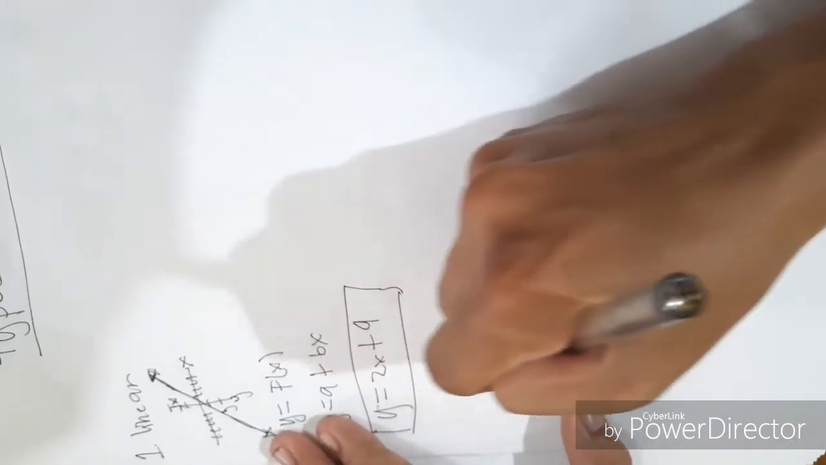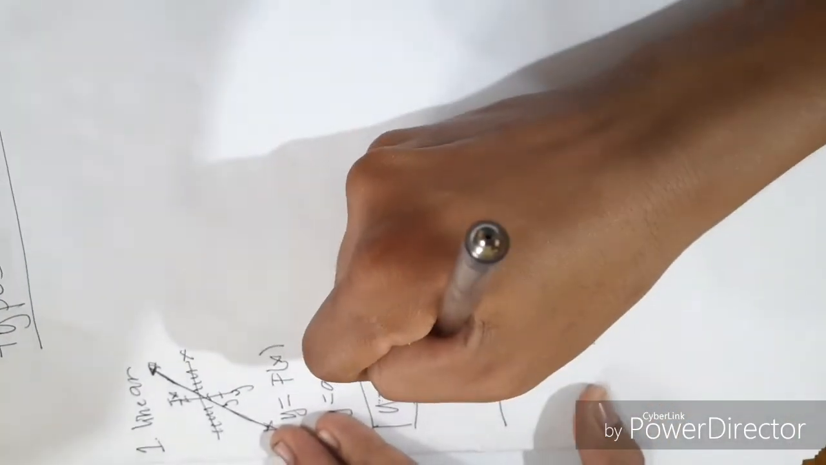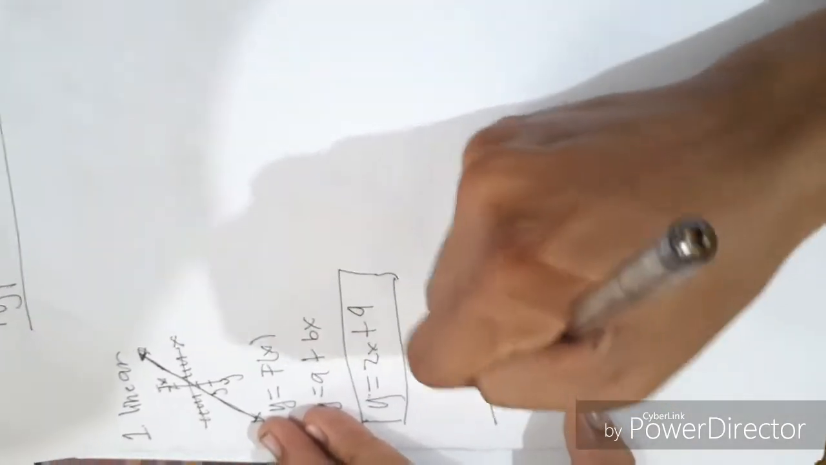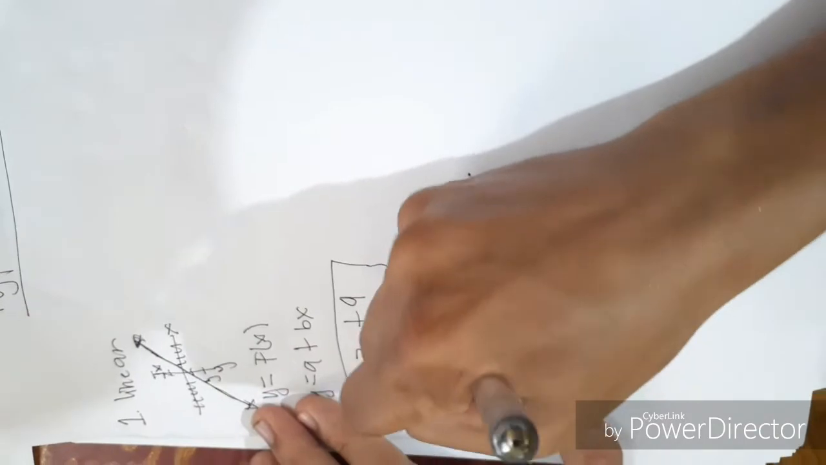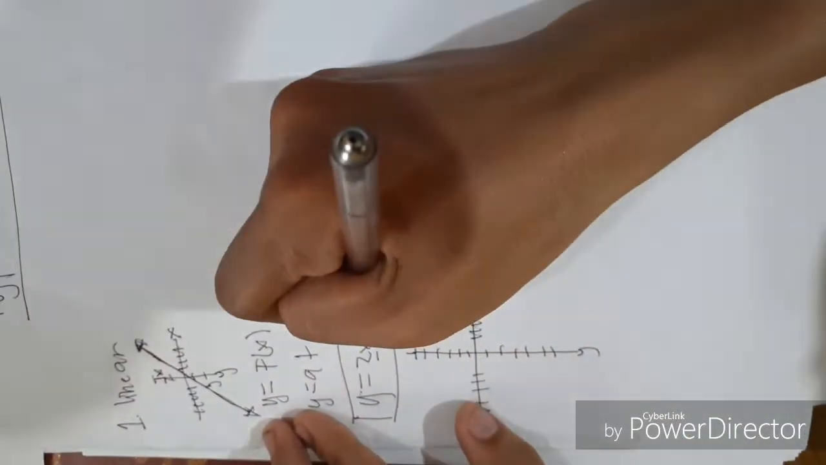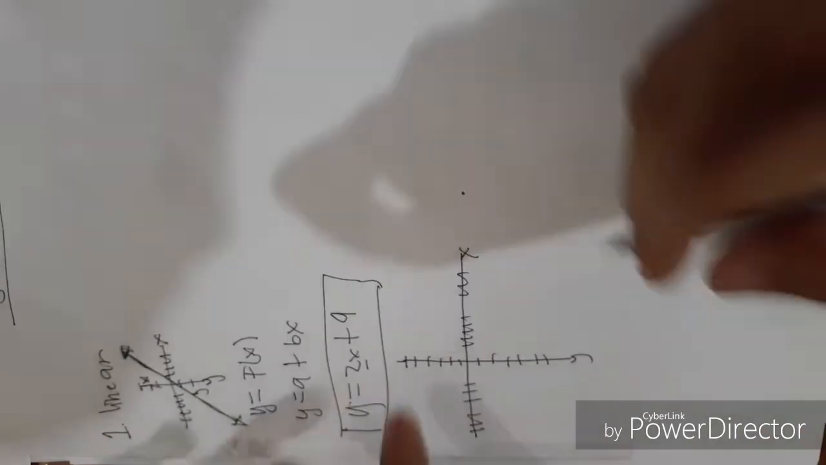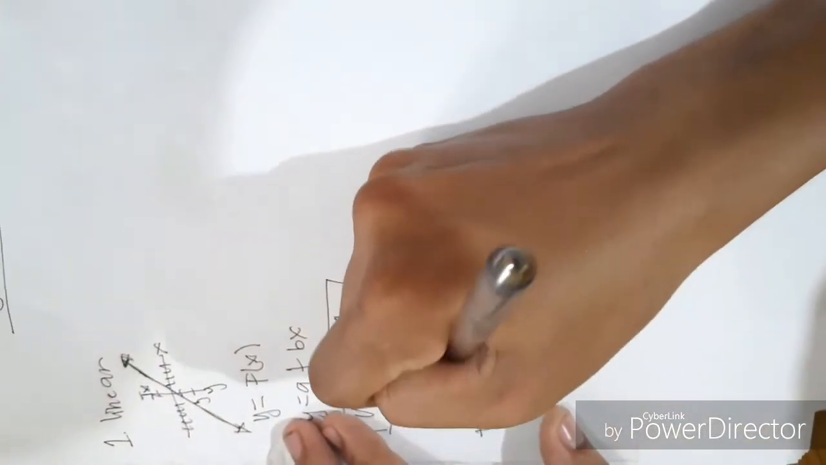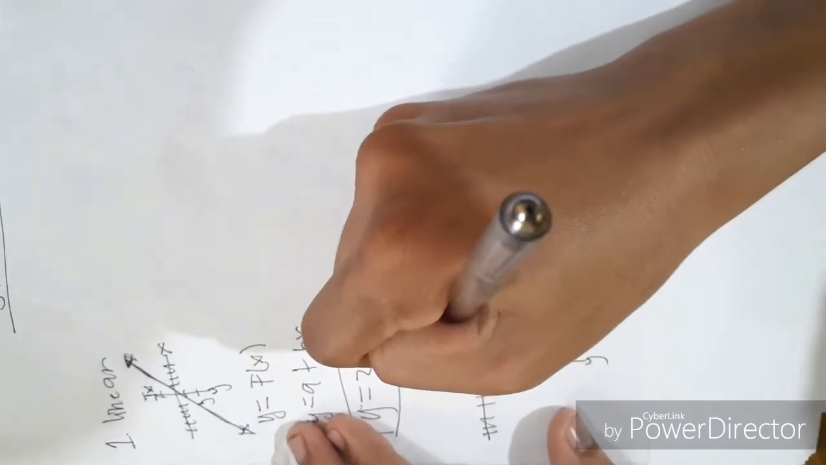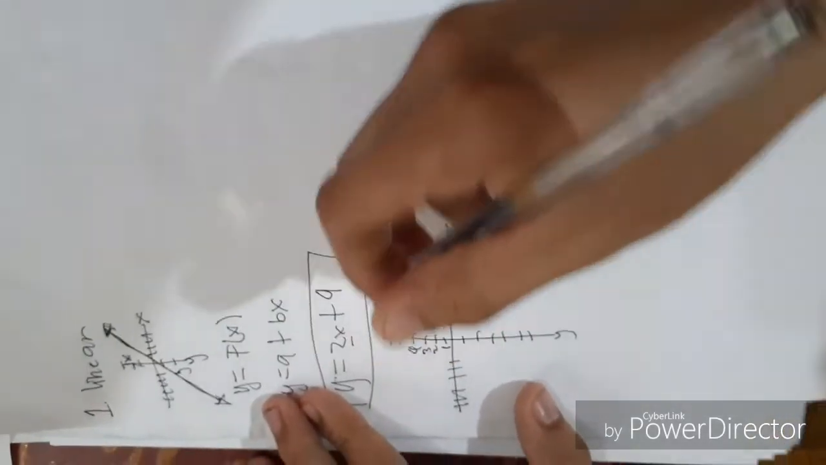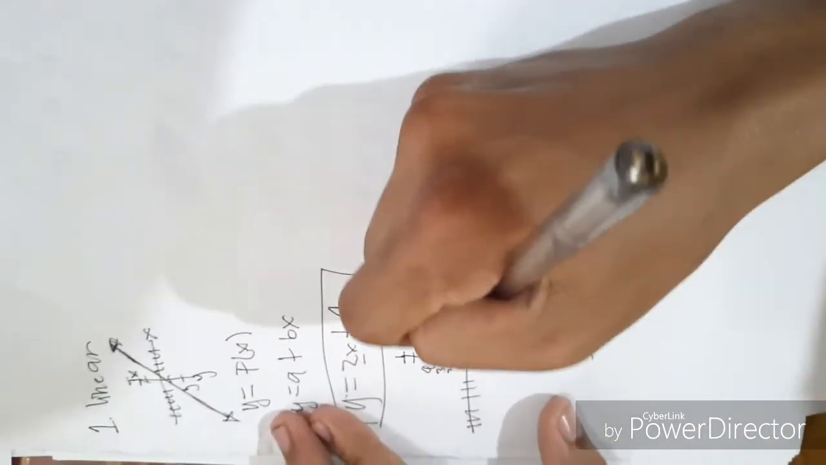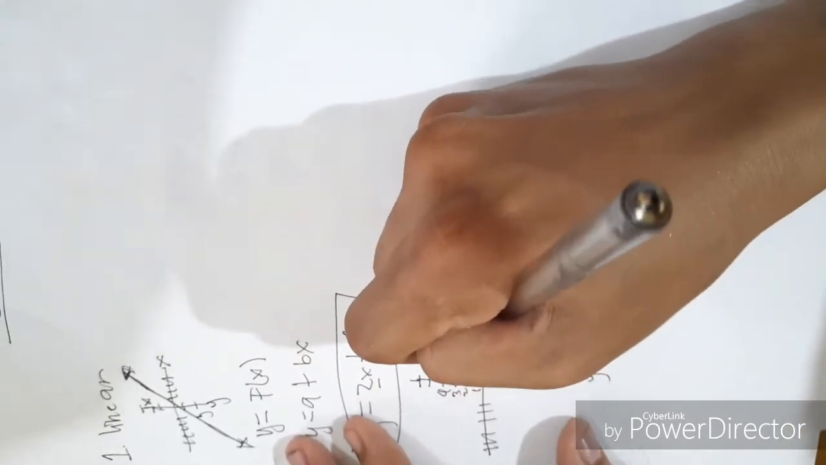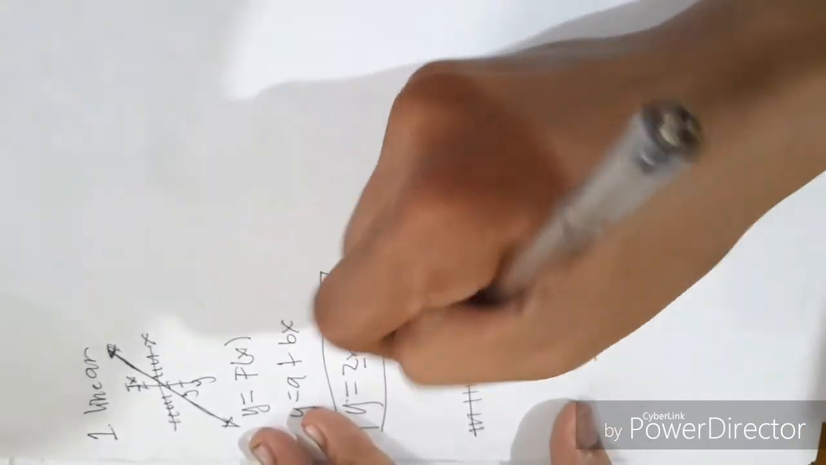We try to graph it now. This is the x-axis and this is the y-axis. The upper side is positive and this side is negative. The given is 2x plus 4. On the y-axis there is 4: 1, 2, 3, 4. So the point is 0, 4. The next is 2x: 1, 2, so there is the 2. The point is 2, 0. So that is it.